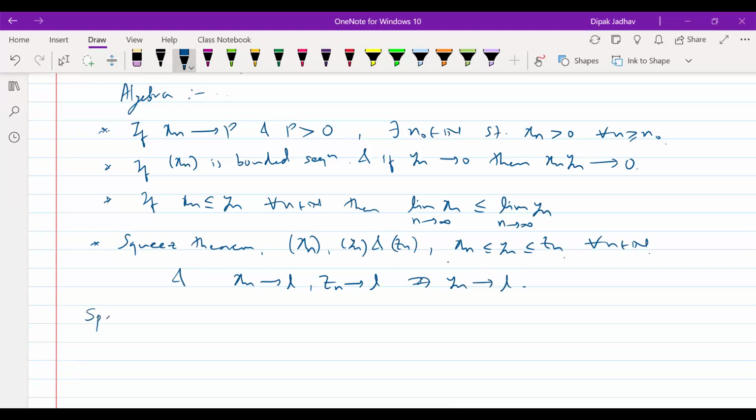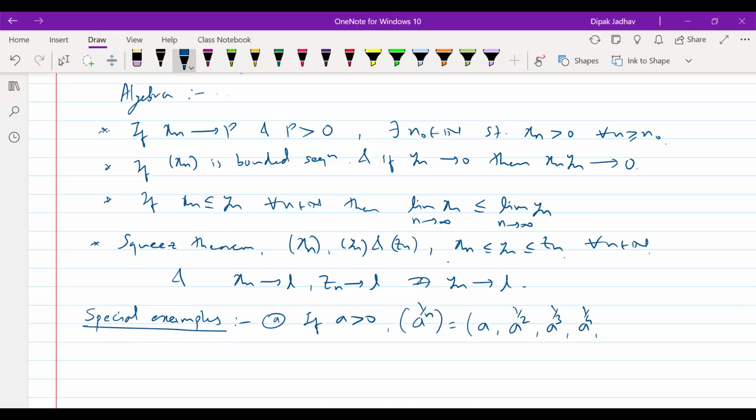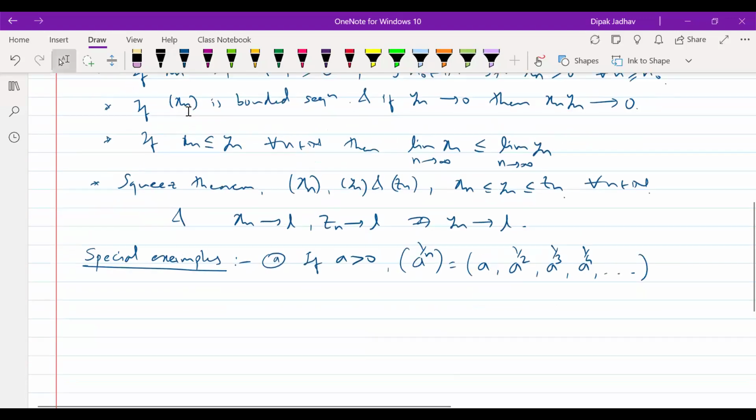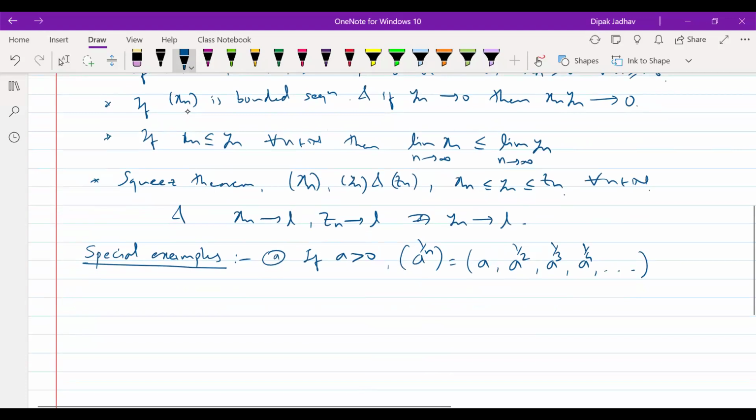Then there are some special examples of convergent sequences. The first one of them is, if you have a greater than 0, then a raised to 1 by n is a sequence. Like a, the second term is a raised to 1 by 2, third term is a raised to 1 by 3, a raised to 1 by 4, and so on. So we must have seen that this sequence is a convergent sequence. And where does it converge? It converges to 1.